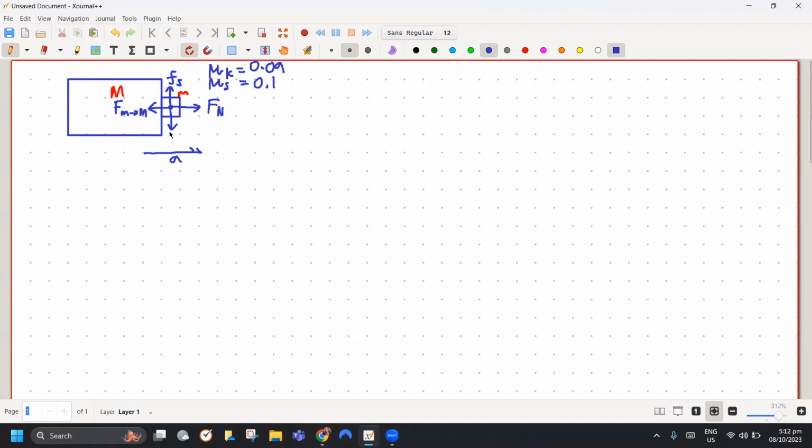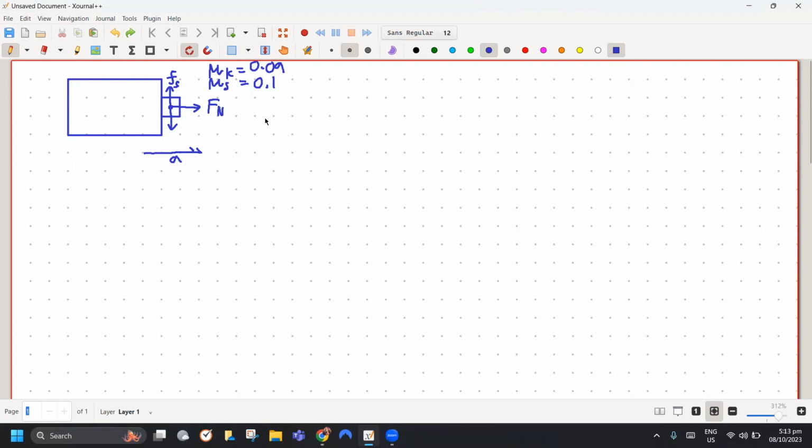Wait. Sa free body diagram natin, hindi tayo concerned sa bakit may force on big M from small m. On the free body diagram of the small mass. Ah, hindi, normal force pala to.